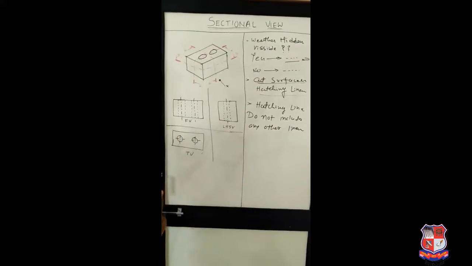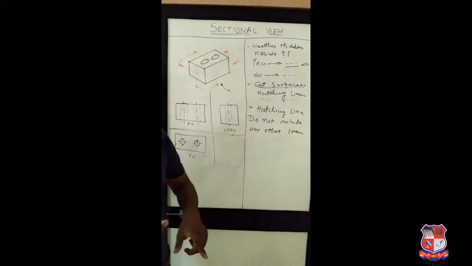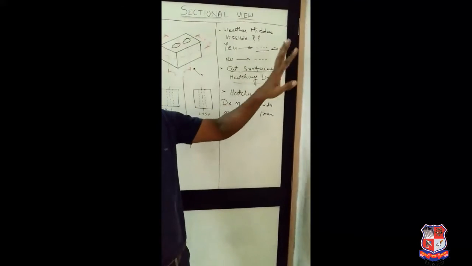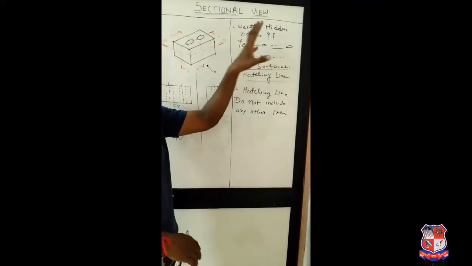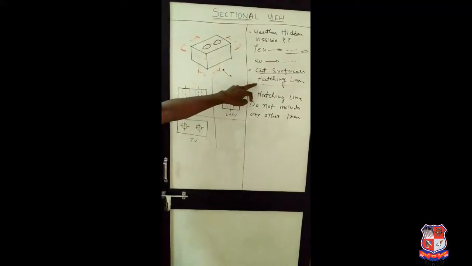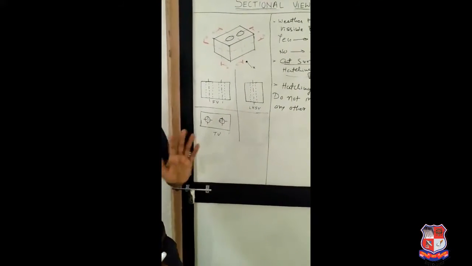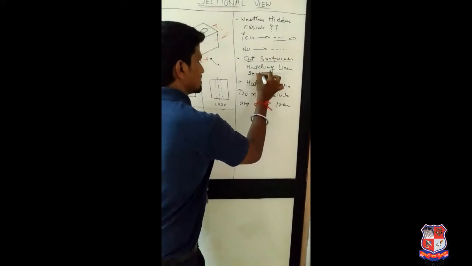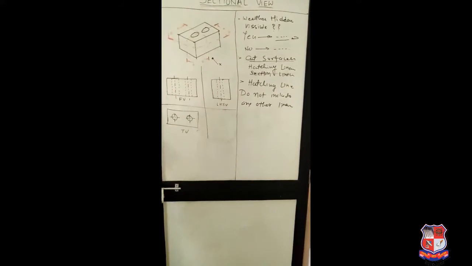Change number 1, check whether the hidden portion is going to be visible or not. If it happens so, then convert the dotted line into a visible line. And if it does not happen, then keep the dotted line as it is. Second change, indicate the hatching lines in the cut surfaces. The surfaces which are going to cut, you need to indicate the section lines. Hatching lines are also known as section lines. Include section lines in the cut surfaces.